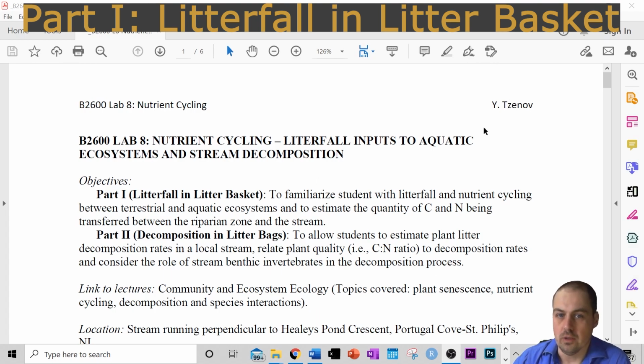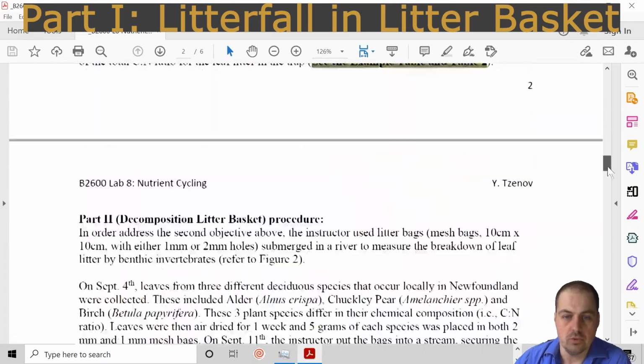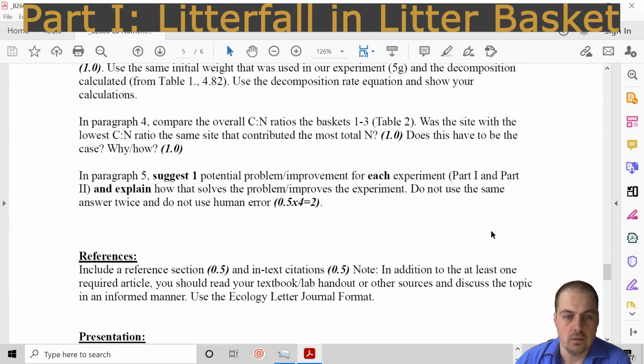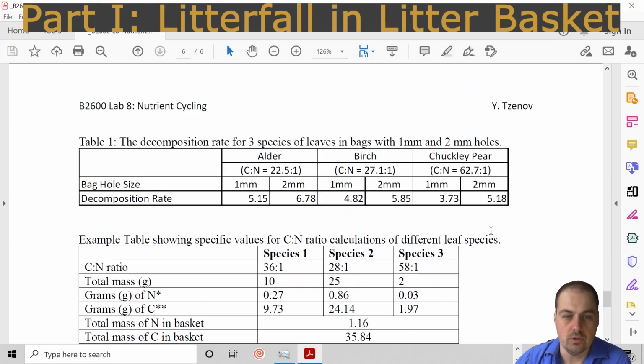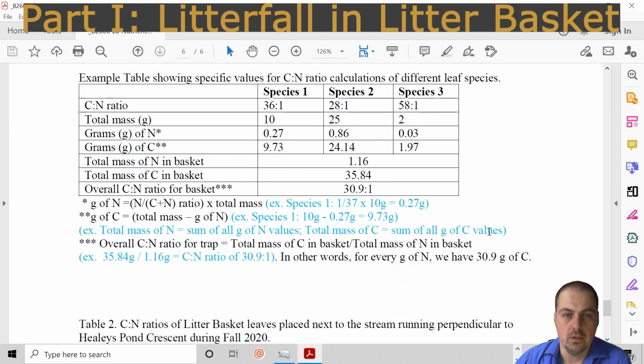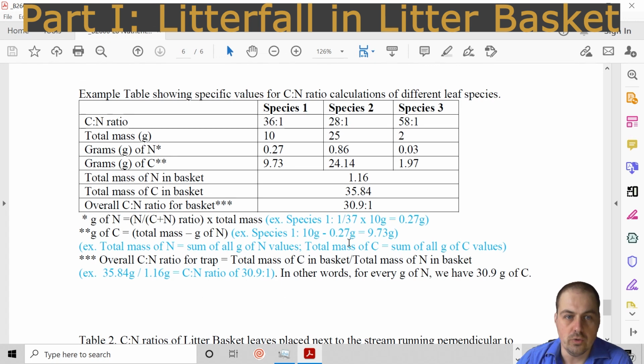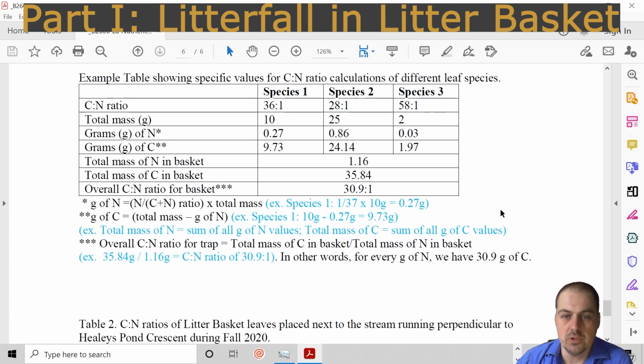All right, so I brought up the lab file here. I'm just going to show you the data for this experiment. So if you scroll all the way down to the bottom, you're going to see an example table, and then you're going to see table 2. So the example table just shows you how to get each of your values.